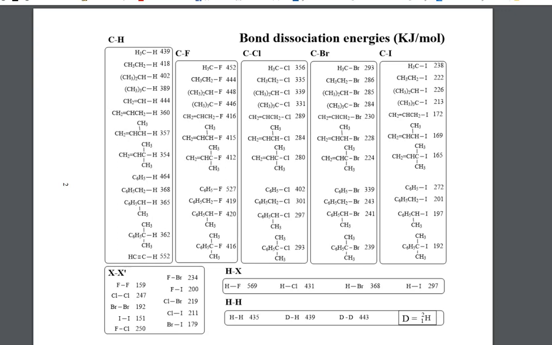Verify that for yourself. Don't worry about an ethyl group. Worry about the fact that it's primary. The 402 number corresponds to a secondary. 389 is a tertiary carbon. 444 is vinyl, and it's very difficult to get a bond to break with such a high number.